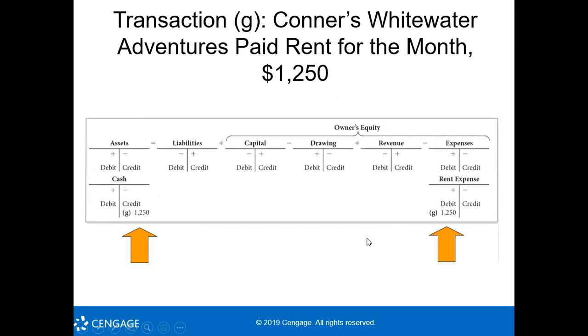All right, Connor's Whitewater Adventures paid rent for the month, $1,250. So now we're paying an expense, rent expense in this case. Just like if we paid rent in our personal lives, right? The expense would be going up, our cash would be going down. So that's what we see here. Now expenses increase with a debit. And then of course, cash decreases with a credit. So on this journal entry, we would debit rent expense, $1,250, credit cash, $1,250.